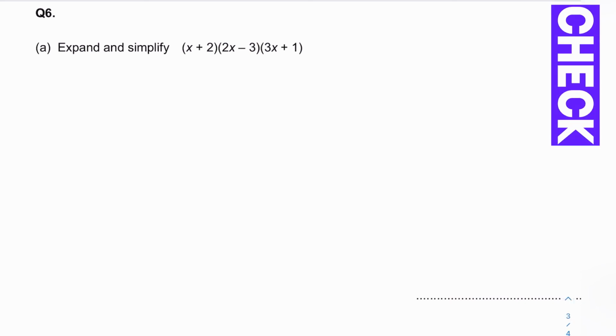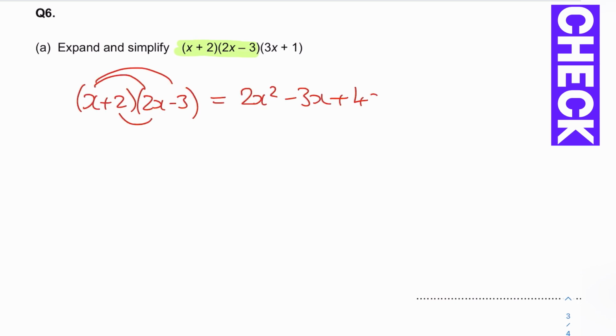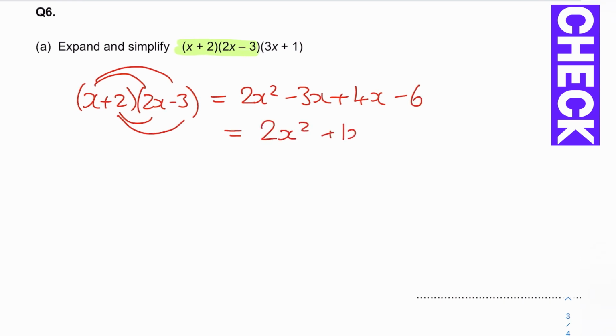Right, so same as before, we're going to multiply out our first double bracket. Now we're going to write that answer, put it inside the bracket and multiply it by our third bracket in the question. This is where it gets a little bit trickier.